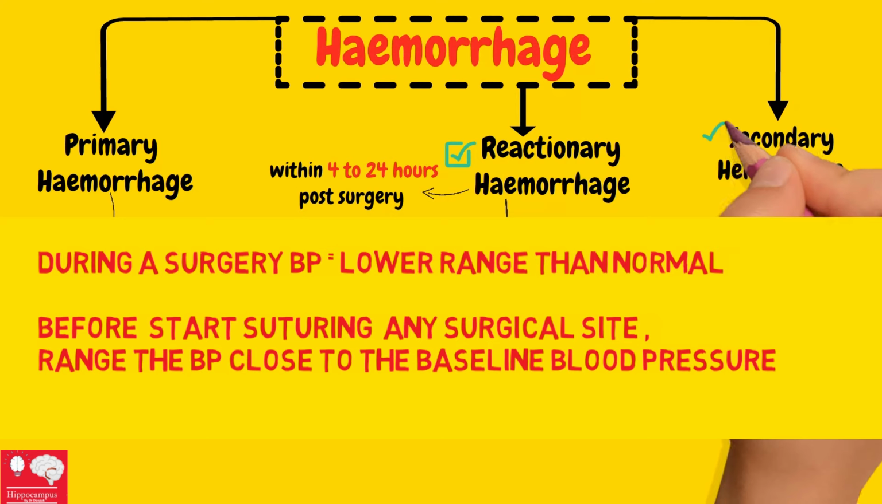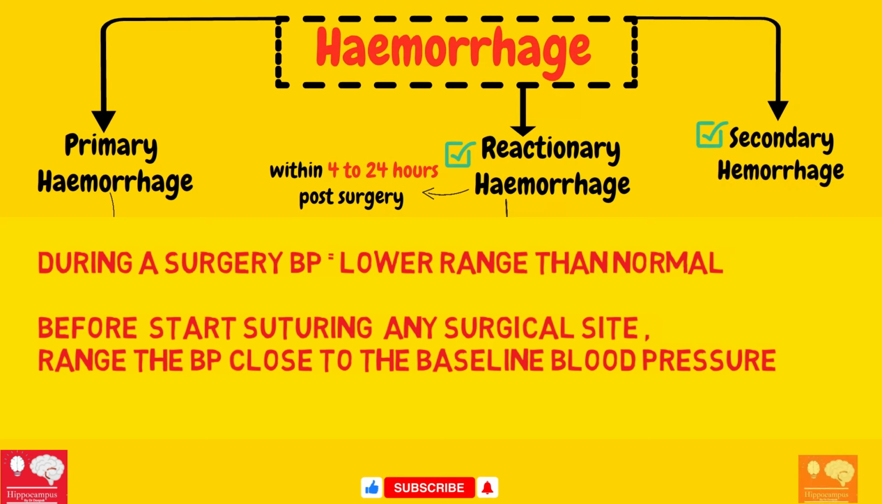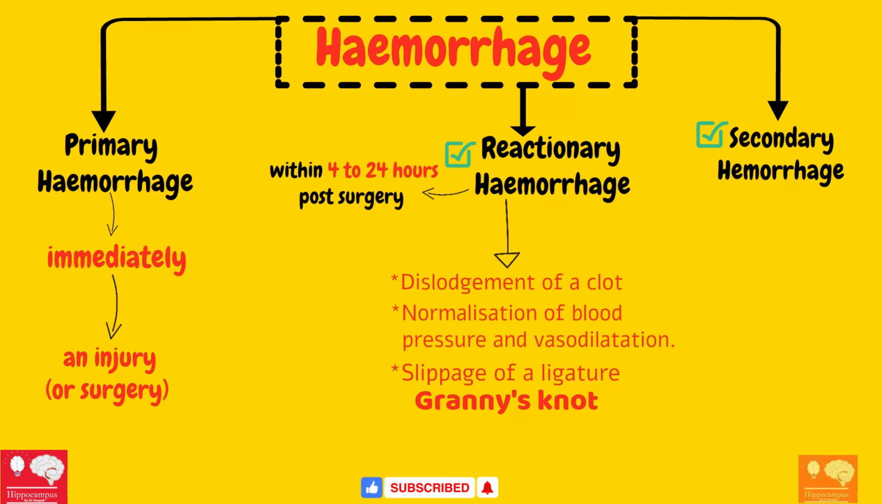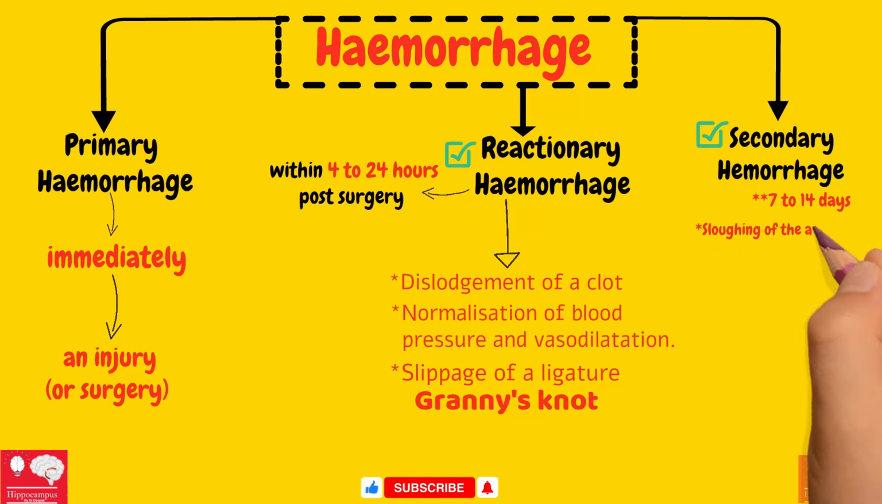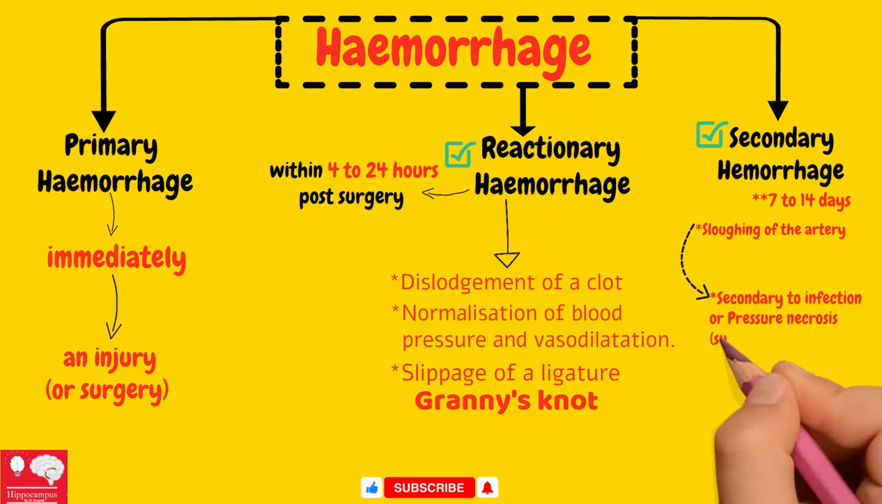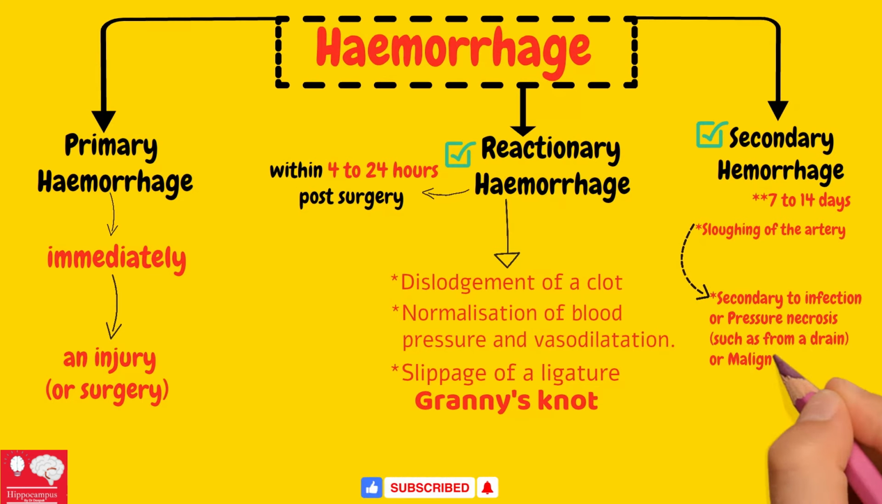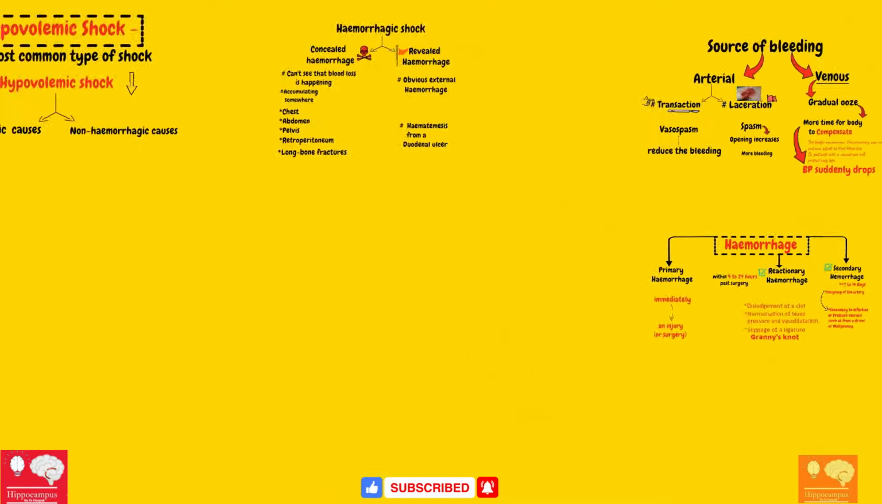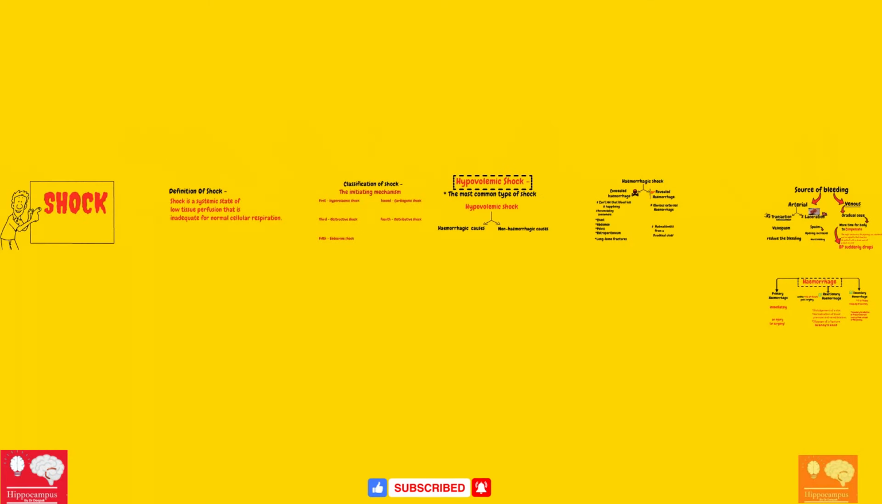Okay. Now, the last one is secondary hemorrhage, which occurs after a few days, like 7 to 14 days. This usually occurs because of sloughing of the vessels. Sloughing of the artery or vessels is usually secondary to infection or pressure necrosis, such as from a drain or malignancy. So these are the three types of hemorrhage which we should know about.